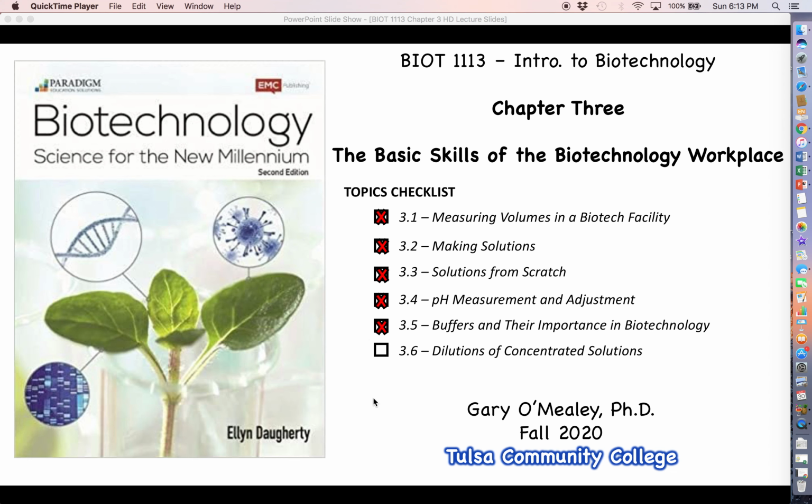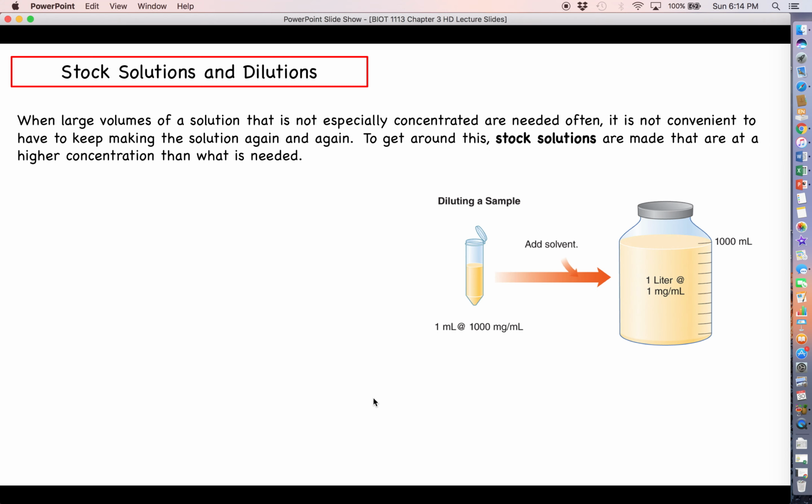So we have just one last topic for us to discuss in this chapter to round out our discussion on solutions in the biotechnology workplace, something that you're going to probably be doing very, very often, and that is making dilutions from already concentrated stock solutions. So practically speaking, this is the deal.